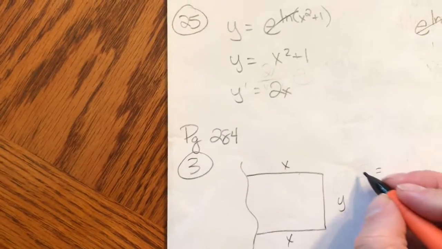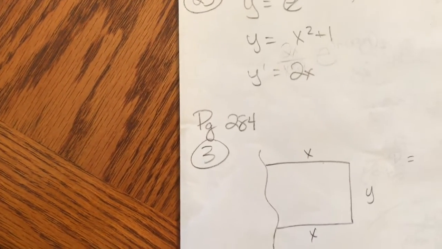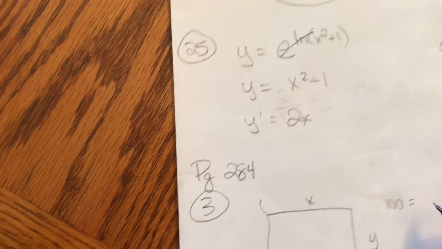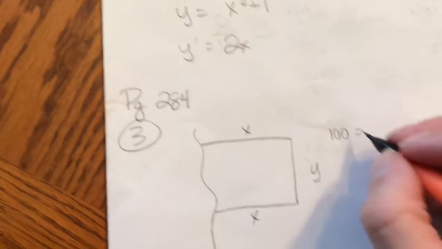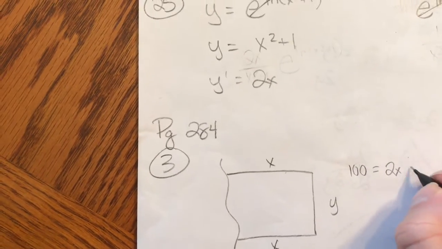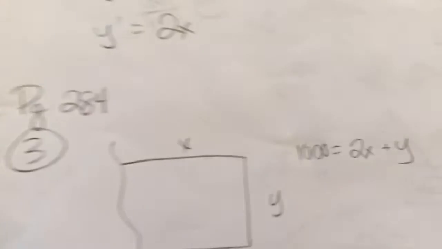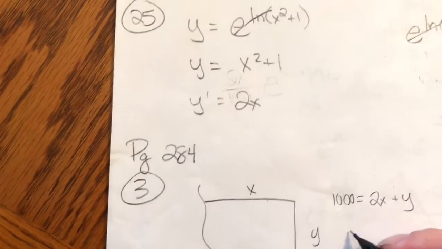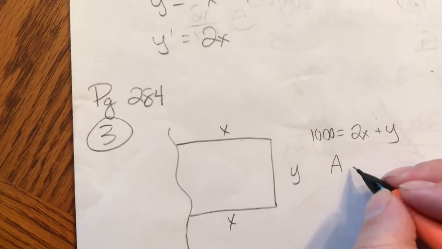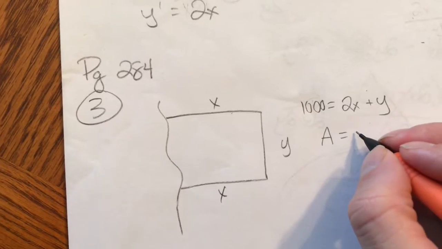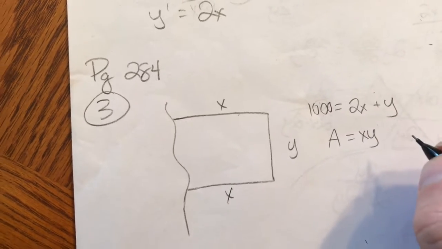Alright, so anyway, I have my straight stream, I have my 3 pieces of fence, which I know total up to 1,000. I have 3 pieces of fence here, so 2 of these x's plus a y is going to equal, not 100, but 1,000. I also know that area, which is what I have to maximize here, is always found if it's a rectangle by multiplying your length times your width, or in my case, x times y.